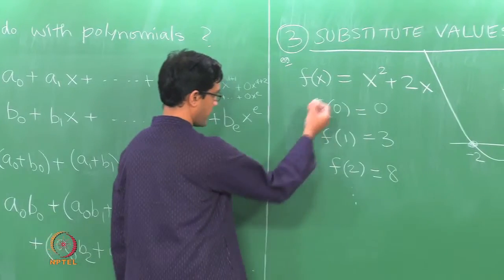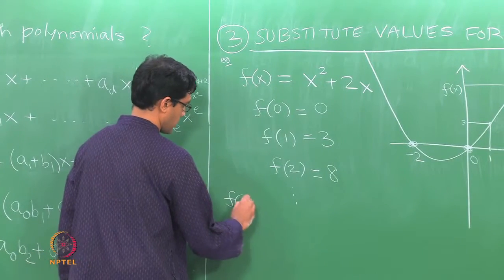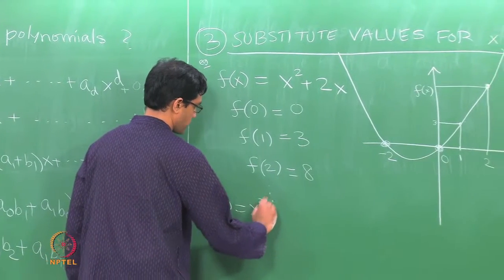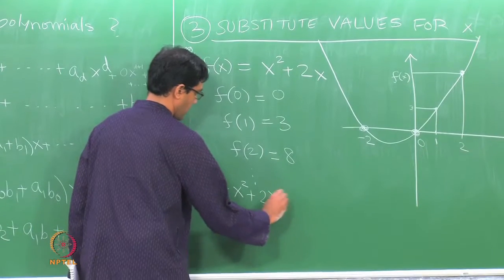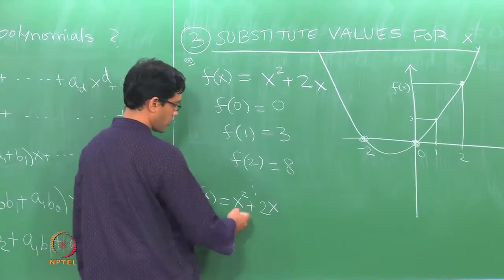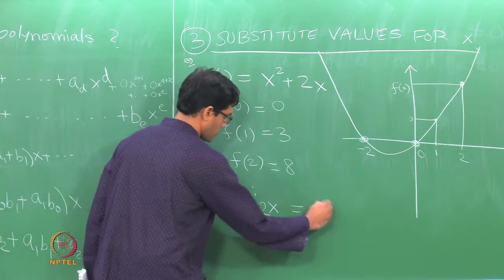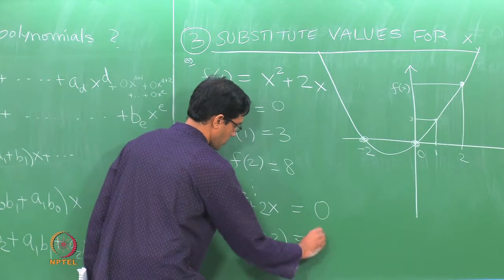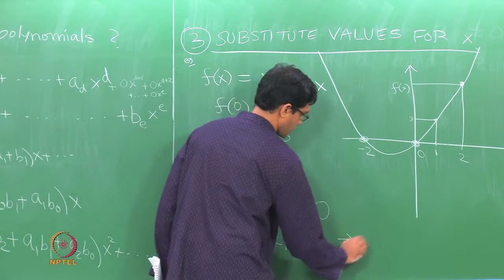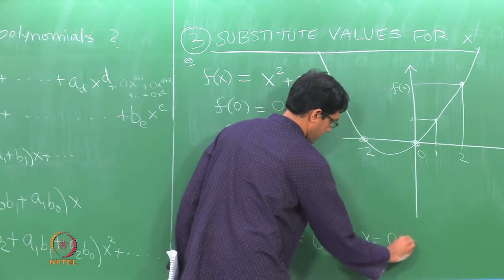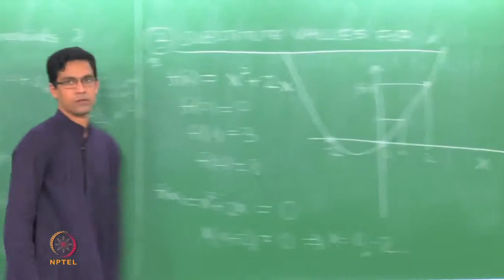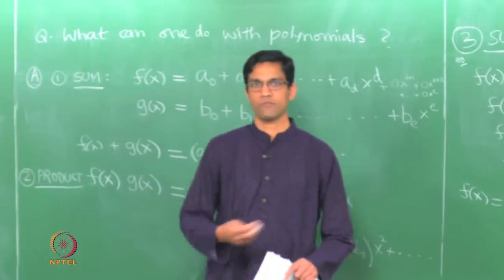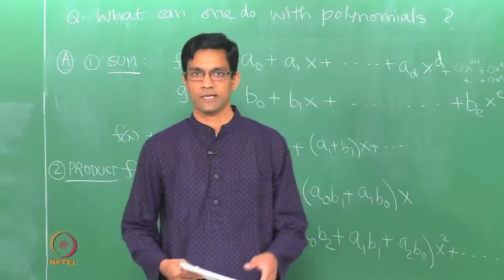To find the roots, again this is the standard procedure of solving a quadratic equation. I have x squared plus 2x and I want to know what are the values of x which make this 0. So we have x times (x plus 2) equals 0 and we solve this to find the two roots. I am just reviewing the various familiar facts about polynomials.